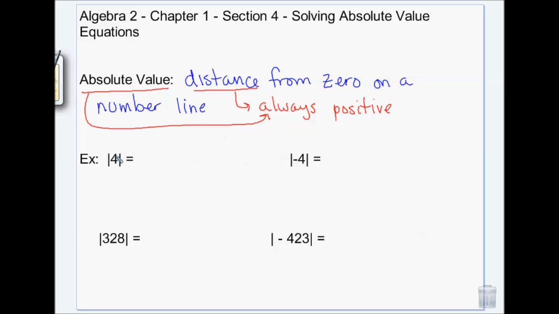So if I give you a 4 and I ask you the absolute value of 4, it's 4. If I ask you the absolute value of negative 4, 4. 328? Negative 423? 423. It's always positive.